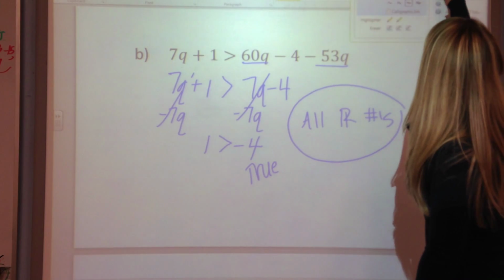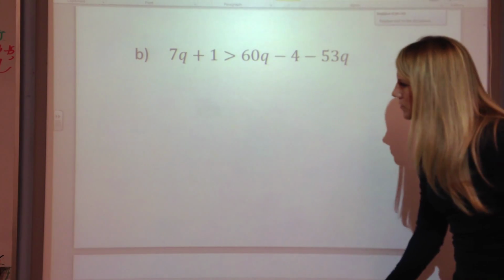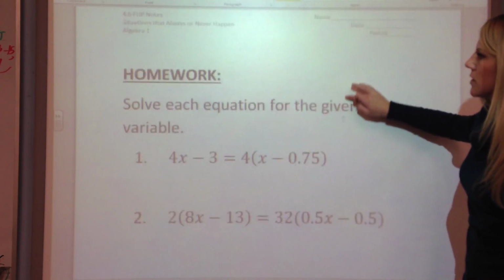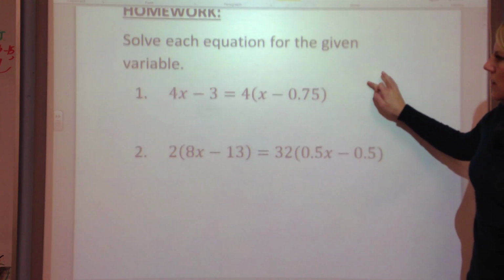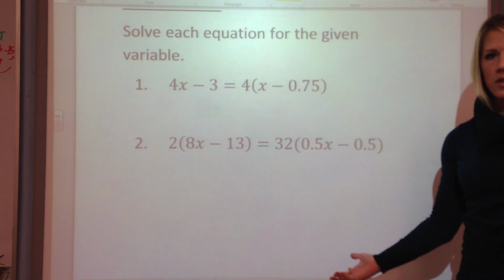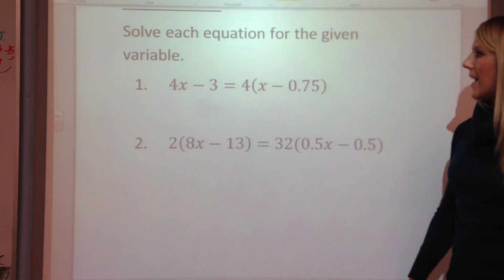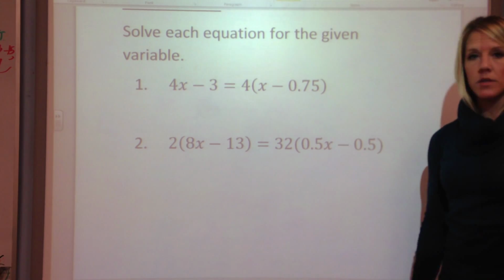So I want you guys to solve a couple more problems and figure out what the solution is. So your homework tonight, solve each of these equations for the given variable, and then we'll discuss those solutions, what you got and why, and we will work more with this tomorrow in class.